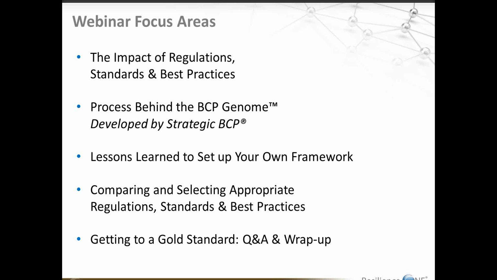We're going to talk about the business continuity planning genome that we developed back in 2006 and have evolved. It's essentially a combination of many different standards, essentially the framework that we use here at Strategic BCP. From our work with that, we'll tell you about the process and the results, and those will deliver some lessons learned on how you can set up your own framework to meet both compliance and resilience goals.